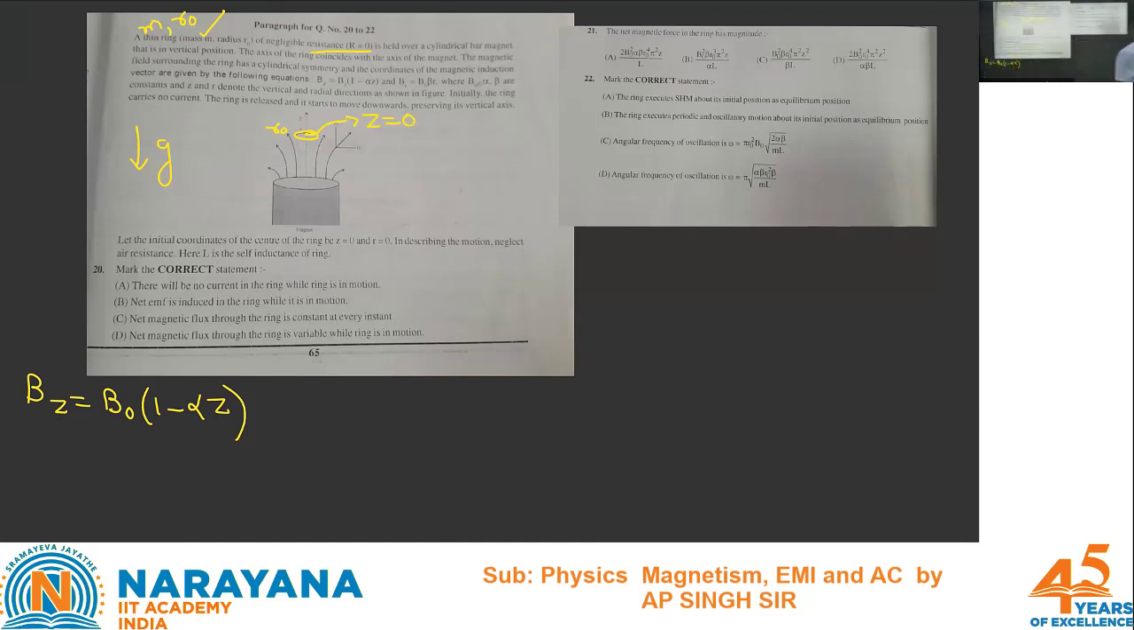So, as you are coming down, the vertical magnetic field is increasing as expected. And there is a radial magnetic field also. Okay? तो जो B का रेडियल कंपोनेंट है, that is some B naught beta R.